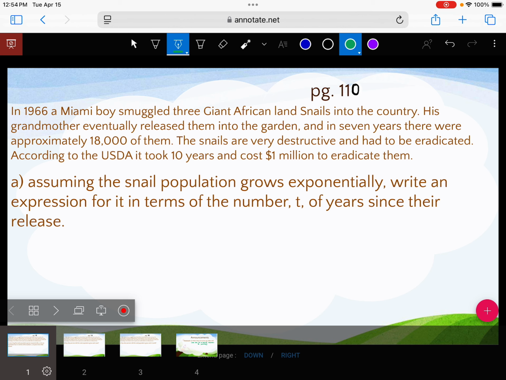And then his grandma decided, I'm done having these dang slugs in my house, and put them in her garden. About 7 years later, there were 18,000 of them in the Florida area.